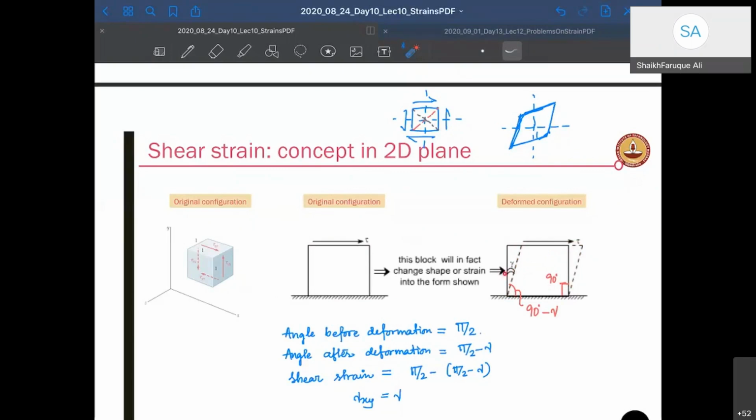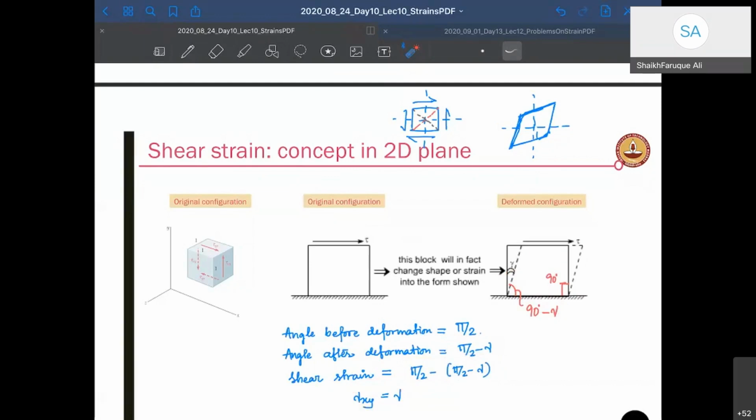This angle is called gamma, the shear strain of the material. How do you calculate it? The angle before deformation was pi by 2. The angle after deformation is this angle, which is 90 degrees minus gamma, let's say. Then the shear strain is this angle, right? 90 degrees minus its deformed configuration. That is what gives you gamma as your shear strain.